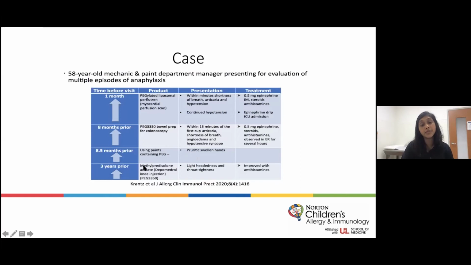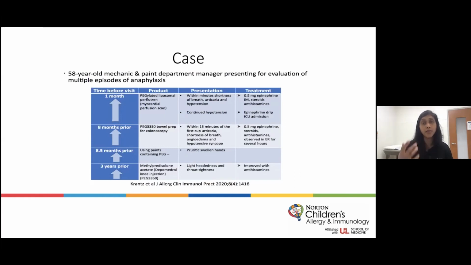Then he developed anaphylaxis during his bowel prep, consuming GoLYTELY during his colonoscopy. That reaction was severe enough to require epi. And then 1 month prior to referral to our clinic, he had a myocardial perfusion scan that had a PEG-related product. And within minutes, he had the most severe reaction, ended up on an epi drip in the ICU.